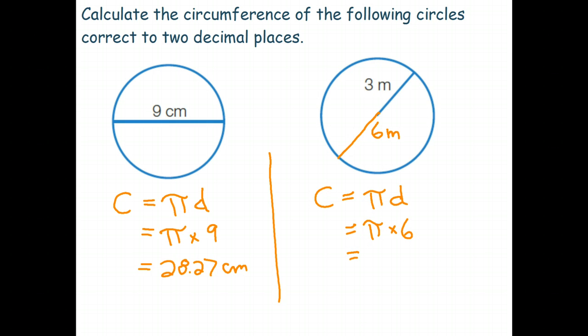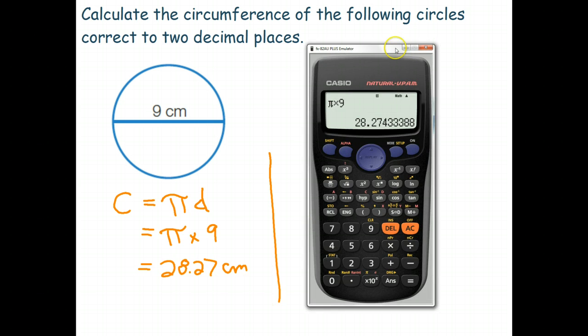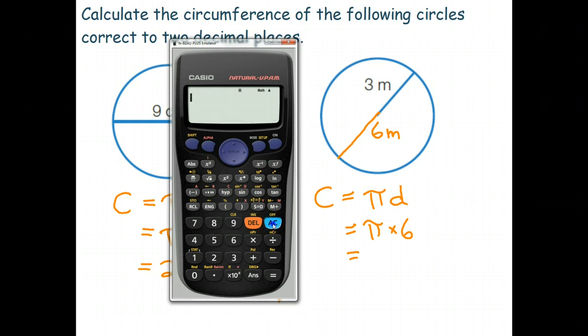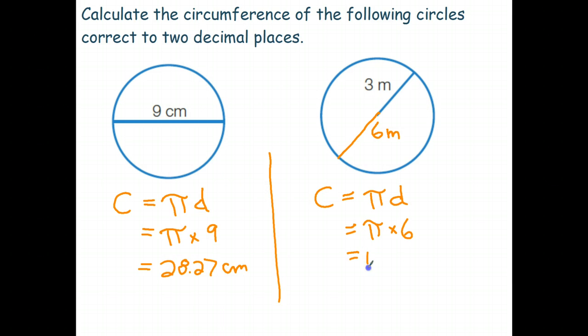Once again, get out my calculator. I'll drag it off to the left. Shift pi times 6. Now I need to round this to 2 decimal places. I've got 8.4 followed by a 9. That 9 means that 4 rounds up to a 5, so 18.85. And once again, don't forget the units. In this case, the units are meters.